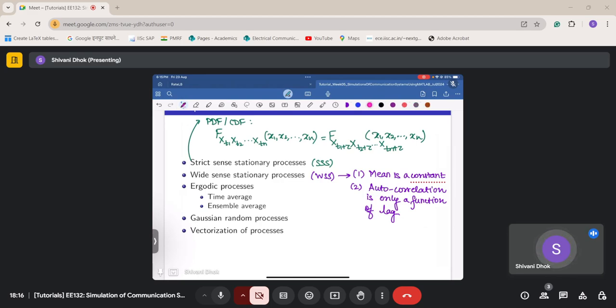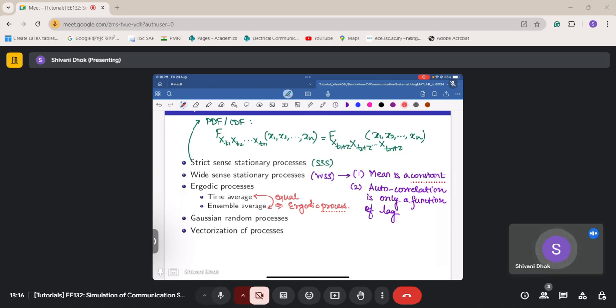After that, we looked at another class, which is known as ergodic processes. In an ergodic process, if the time average and ensemble average are equal, then the process is known as an ergodic process. Unless it is mentioned explicitly in our wireless communication course, we'll just consider ergodic processes.